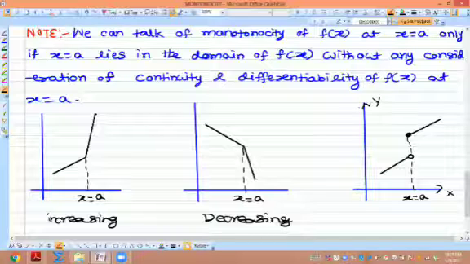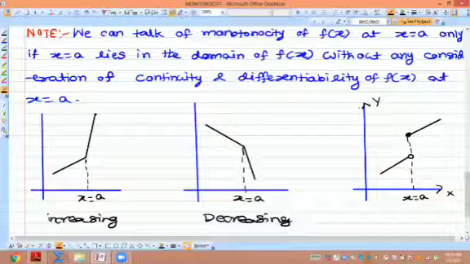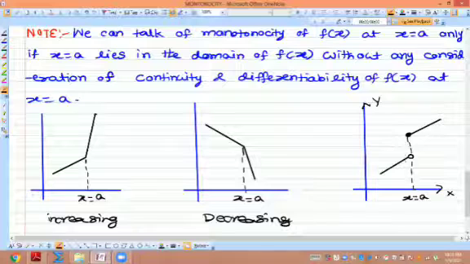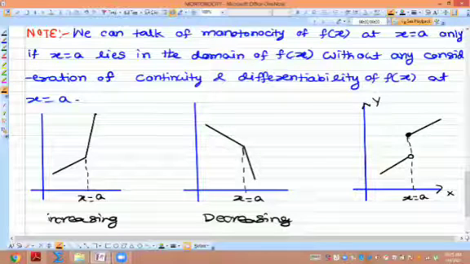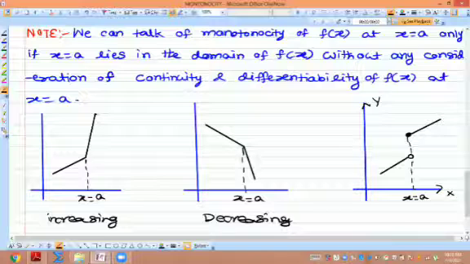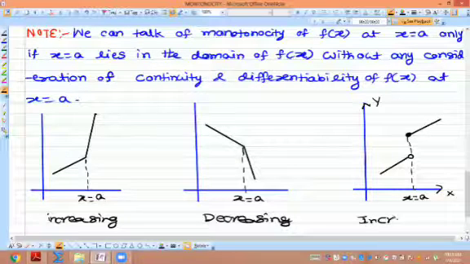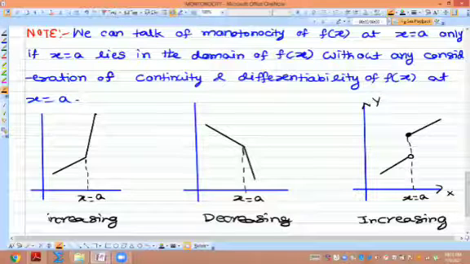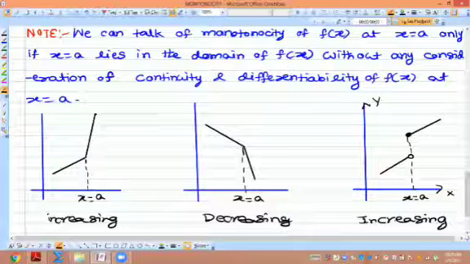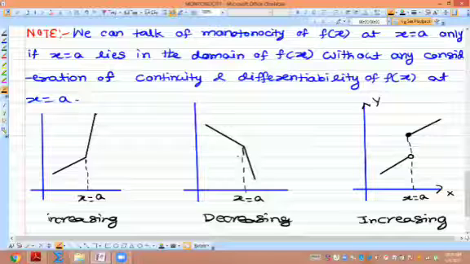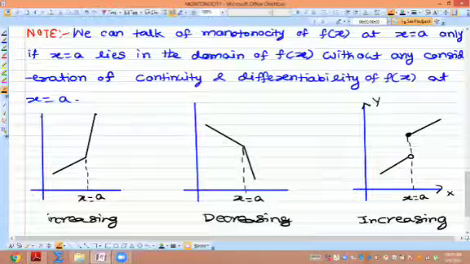Now what about this one? Is it continuous now? No, sir, not continuous. Correct. But still, it is an increasing function only. You can observe, f of a value is here, f of a plus h, so it is increasing. f of a minus h is somewhere here, so it is increasing only. So any type of function you take, we can talk about monotonicity of the function, irrespective of continuity and differentiability. Clear, all of you, or does anyone have a doubt?